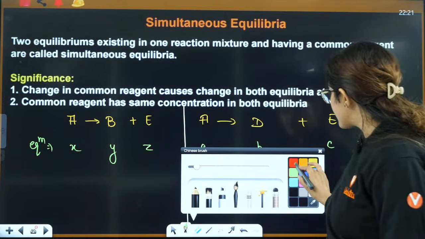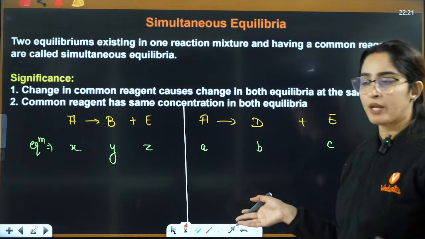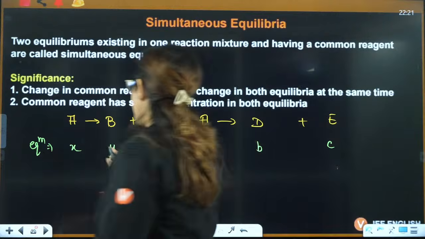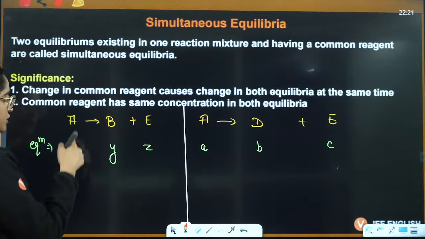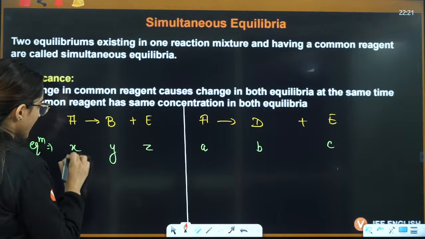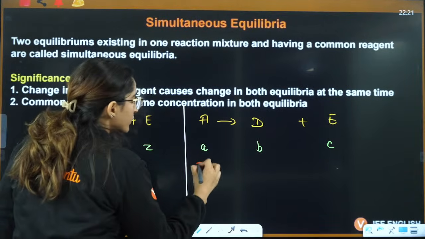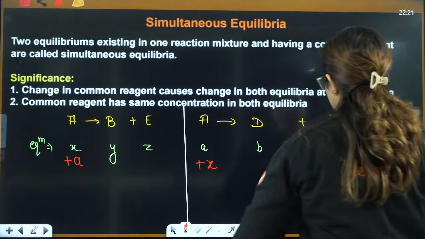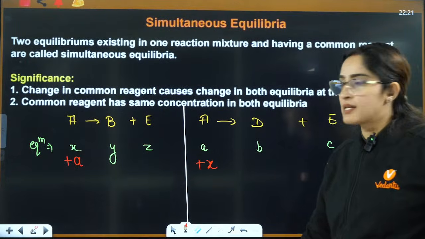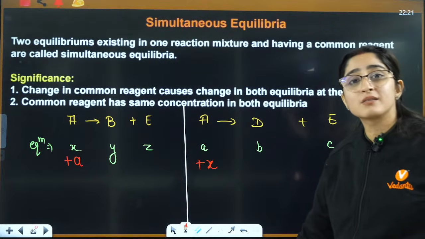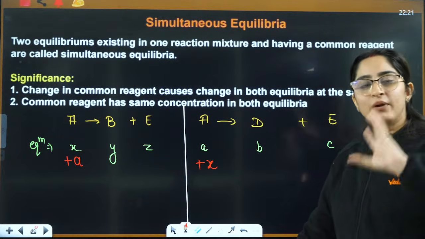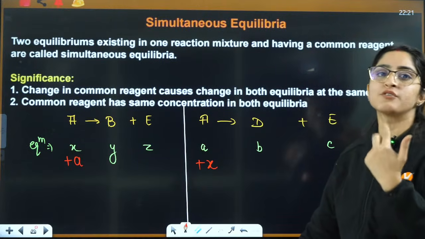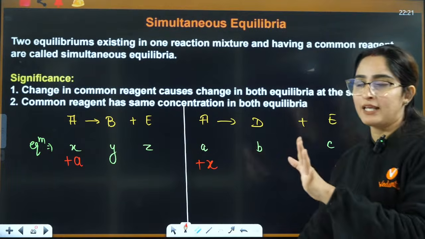Now if this is a condition of simultaneous equilibria, if they are occurring in the same beaker, then here the concentration of A is also X and here it is A. So you will add A here and here you will add X. B, E, D you will not add anything else. But in case of A you will add because that is common. So in simultaneous equilibria, the common reactant should have the same concentration on both sides. This is a simple way of telling you, right?